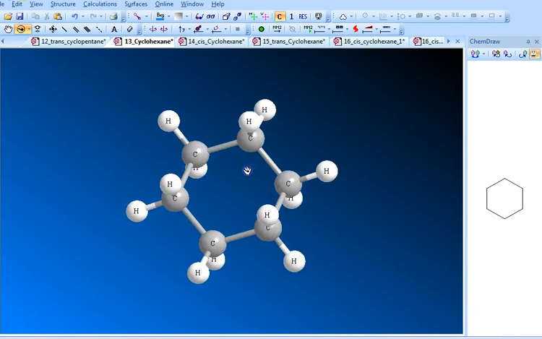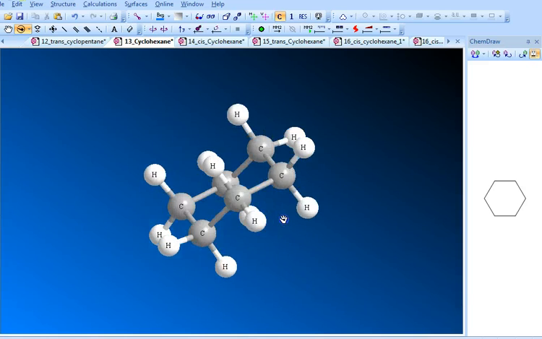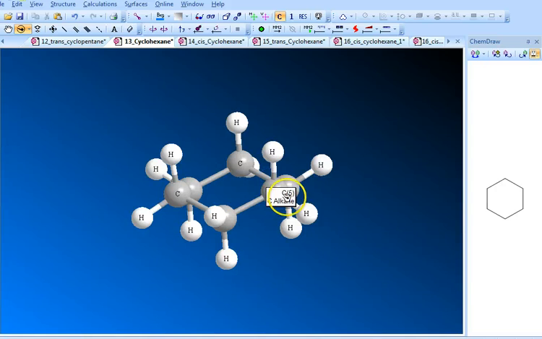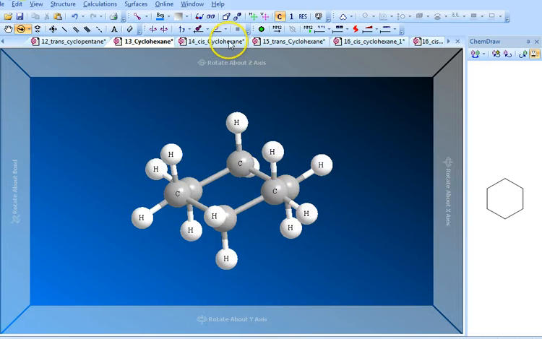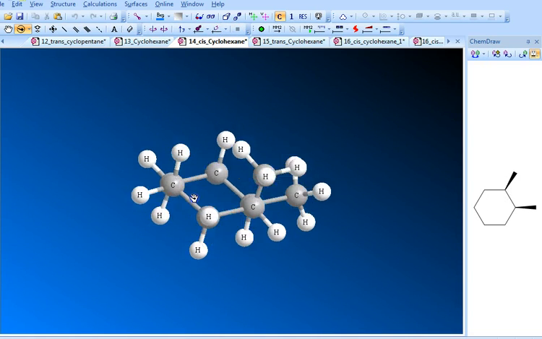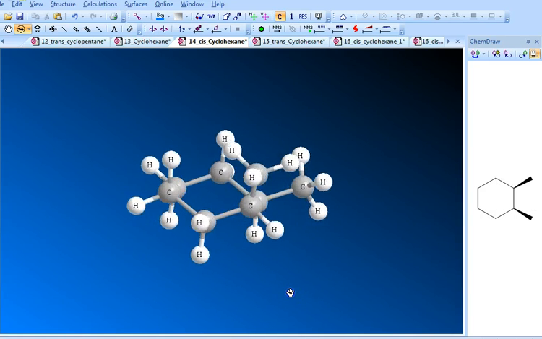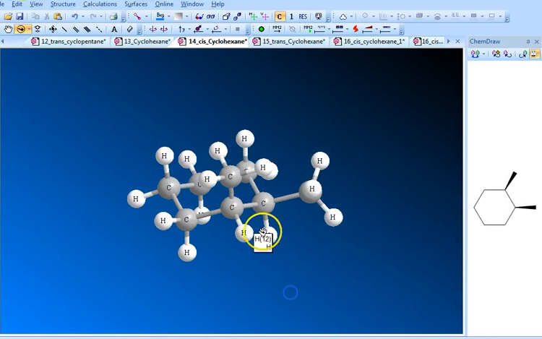Okay, so this is cyclohexane. Now remove any two hydrogens, replace any two hydrogens on adjacent carbons with methyl groups, and so in this case we got a cis conformation. You can see that this is correct. This is a methyl group that is going up, this is a methyl group that is going up, and so this is a cis conformation.